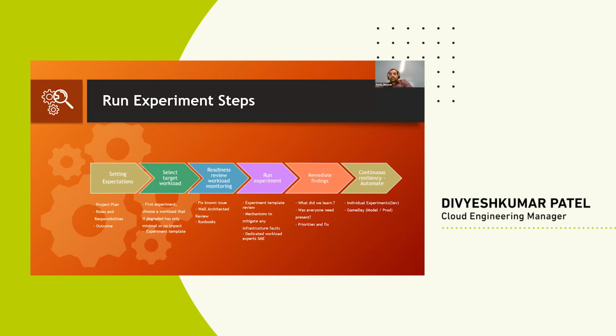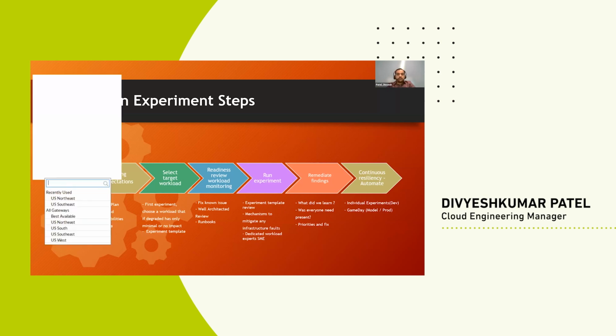And as I said, it's continuous resiliency. It's not a one-time effort. So start with the individual experiment in dev, then do the game day in prod, because the end goal is to do it in prod. But the way we are saying is to start with dev, do some practice in model, and then do that in prod. Also, in my next slide, I am going to talk more about the step-by-step process on that. Let's move to the next slide. Oh, sorry.